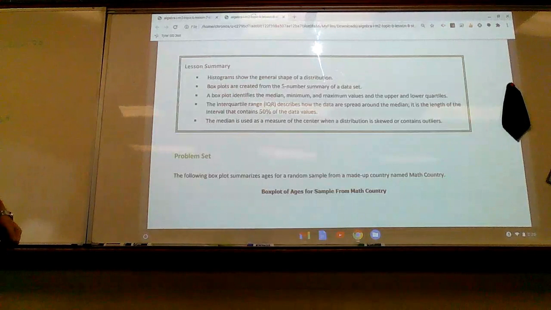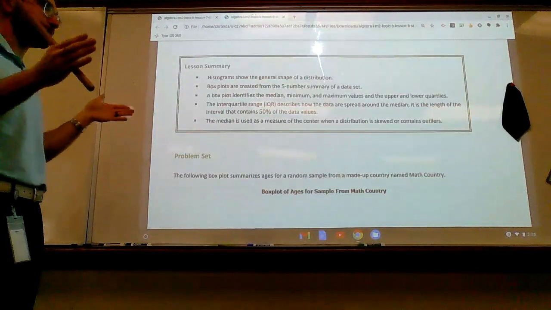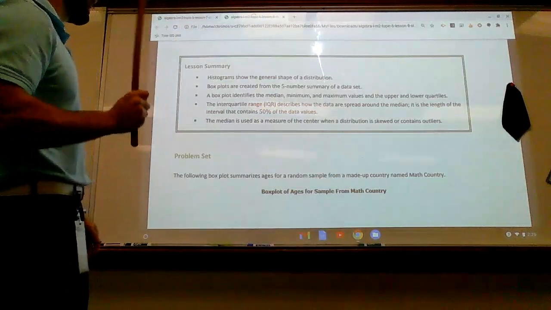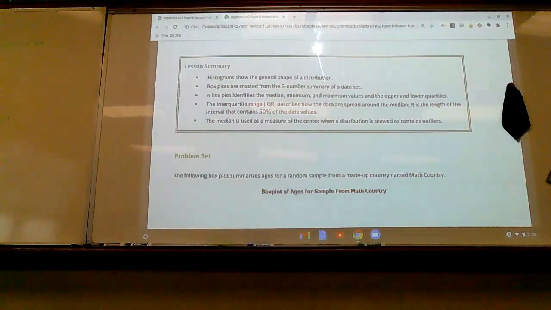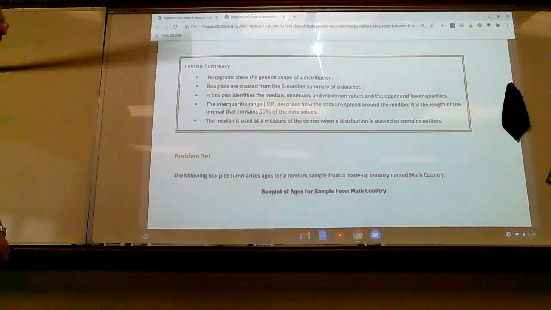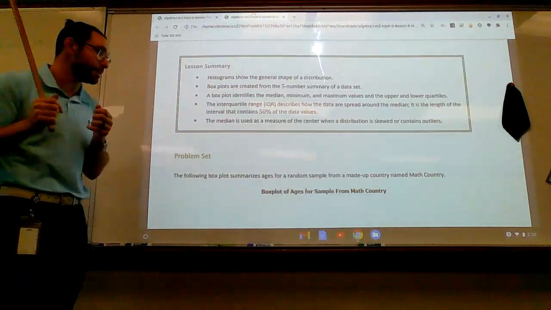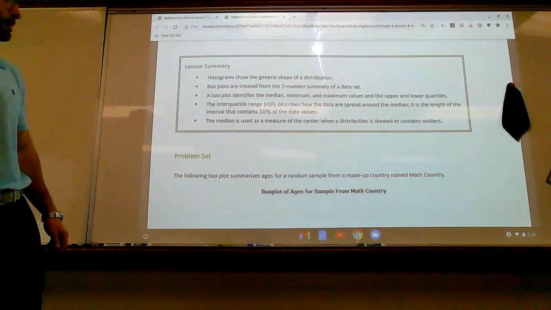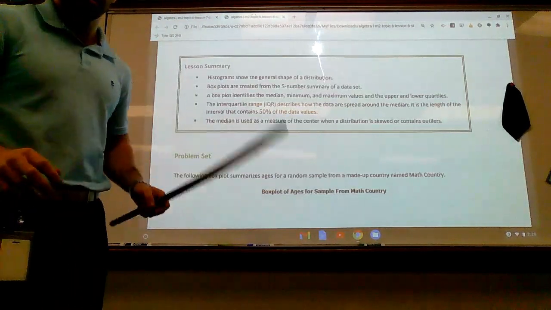The interquartile range, IQR, describes how the data is spread over the median. So again, the median, and that's our 50%. And then the median is used as a measure of the center. So we're not talking about the mean when we're talking about box and whiskers. We're talking about the median. I might have to adjust the video on that. Okay, questions on this? Hopefully not.